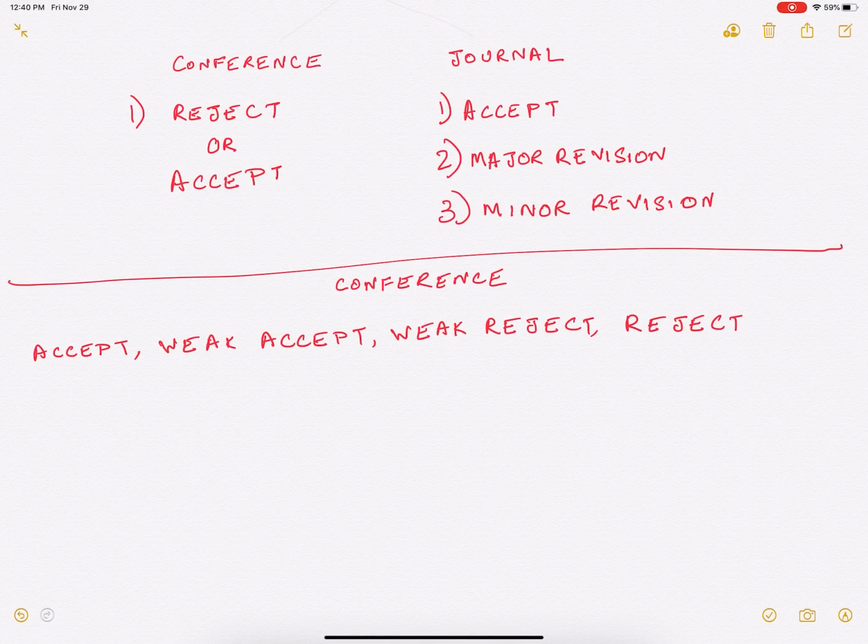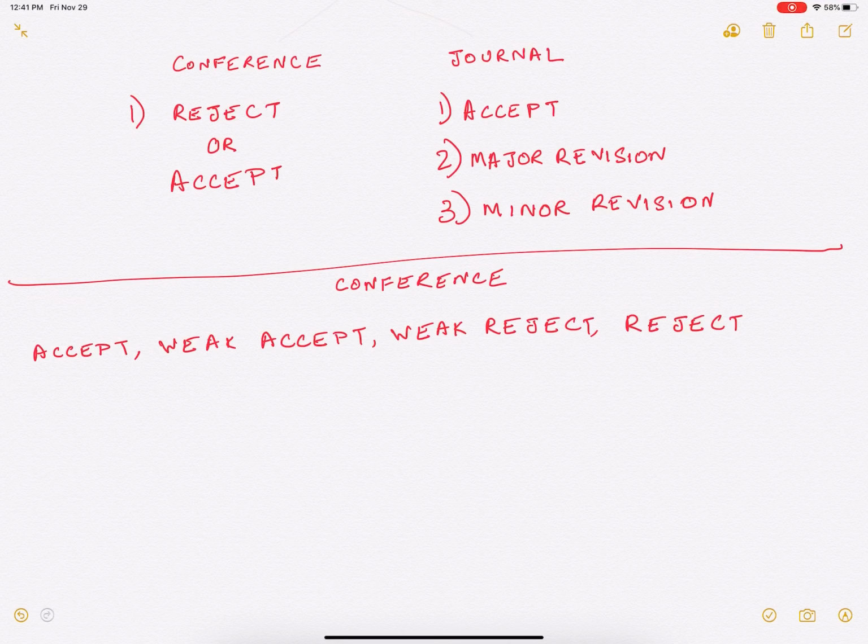For example, say a paper has 3 reviews and 2 reviewers give the paper accept, and 1 reviewer gives a weak accept. Now, because there are 2 accepts and a weak accept, the conference organizers might agree to accept the paper and publish it at the conference. Sometimes you get maybe an accept from one reviewer, a weak accept from another reviewer, and a weak reject from another reviewer. Even then, the conference organizers might discuss and decide that this paper is worthy to be accepted at the conference and published there.